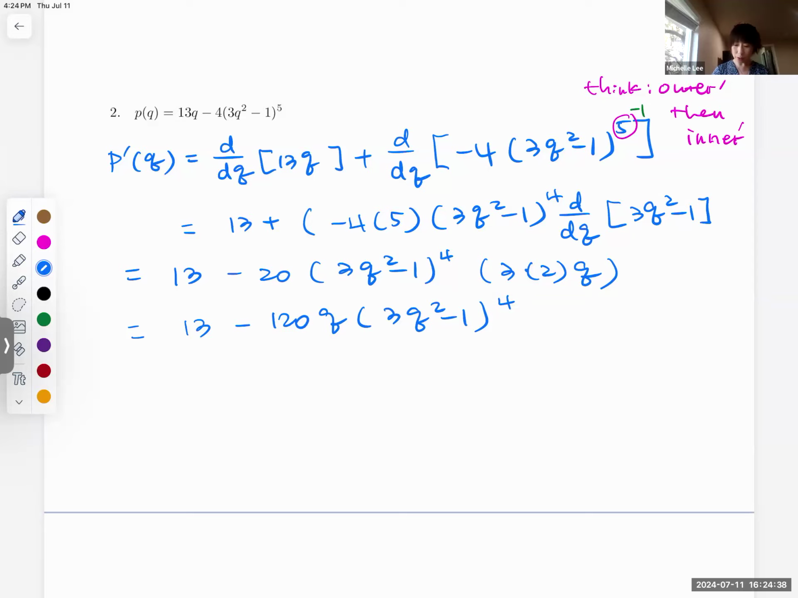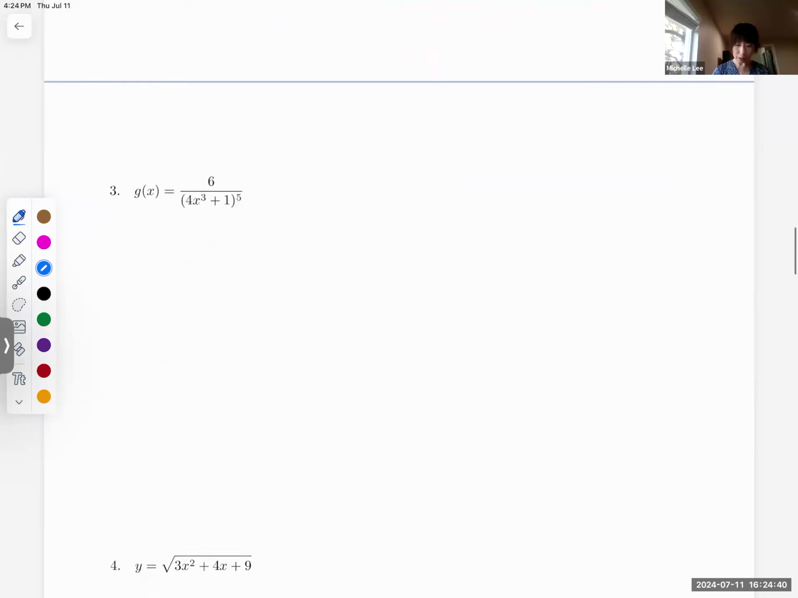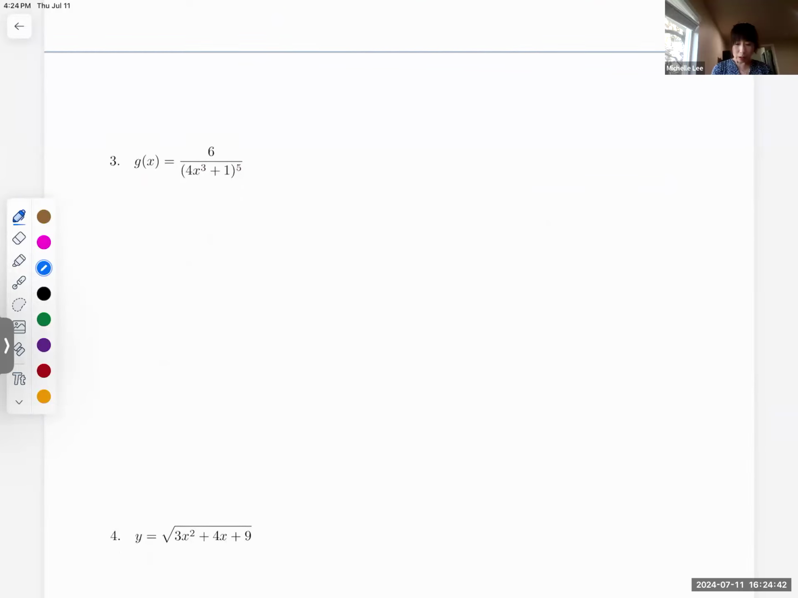Okay, now a little bit advanced. In order to use power, we have to rewrite it as a power, right? So 6 over 4x to the third power plus 1 to the negative 5. Once again, outer, then inner.